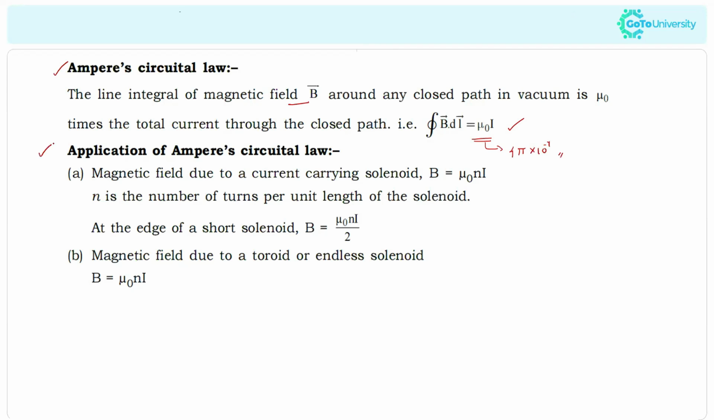Now we are going to study the applications of Ampere's circuital law. The application is calculating the magnetic field for a solenoid and for a toroid. In the case of a current carrying solenoid, the value of the magnetic field will be equal to mu naught times n I. And in the case of a toroid, or an endless solenoid, the value will be equal to mu naught times n I. So these are the two applications of Ampere's circuital law. Now I'm moving to the next one.